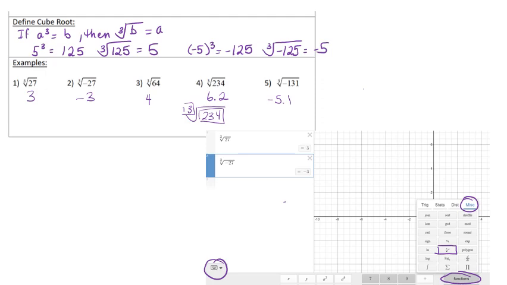All right, so again, absolute value is a number's distance from 0. An exponent tells you how many times to multiply a number. Square root is the inverse of squaring a number, and cube root is the inverse of cubing a number.